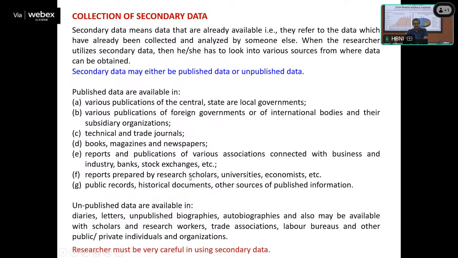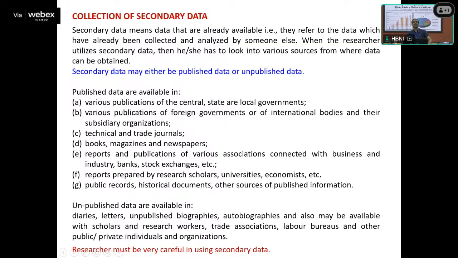Reports prepared by research scholars, universities, economists, public records, historical documents, and other sources of published information. Unpublished data are available in diaries, letters, unpublished biographies, and autobiographies, which may also be available with scholars and research workers, trade associations, labor bureaus, and other public, private, and individual organizations. Researchers must be very careful in using secondary data.